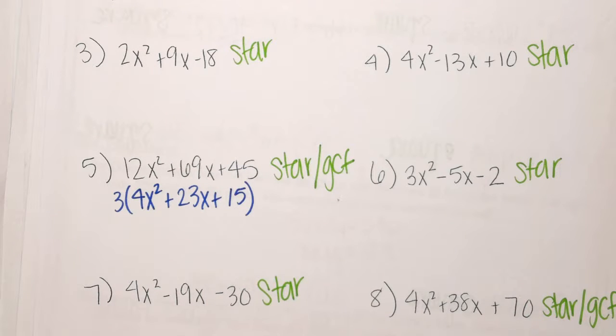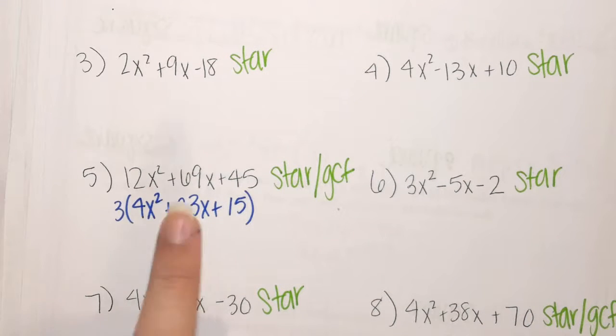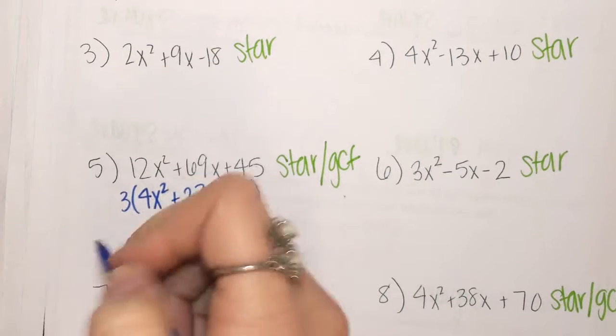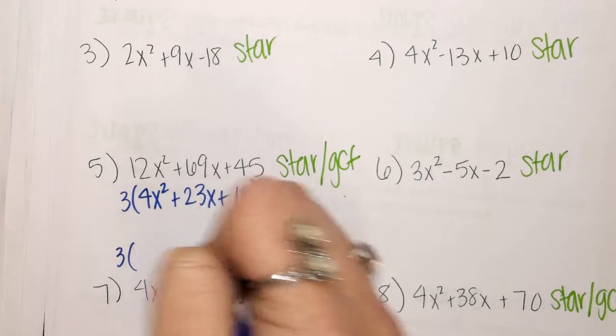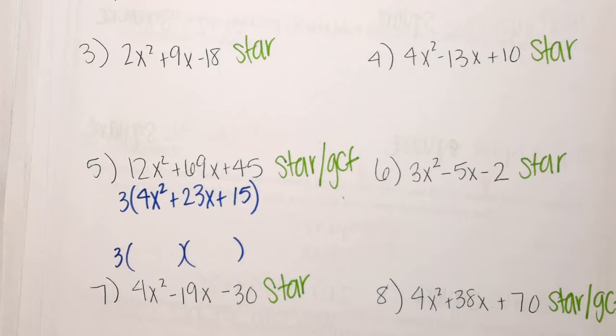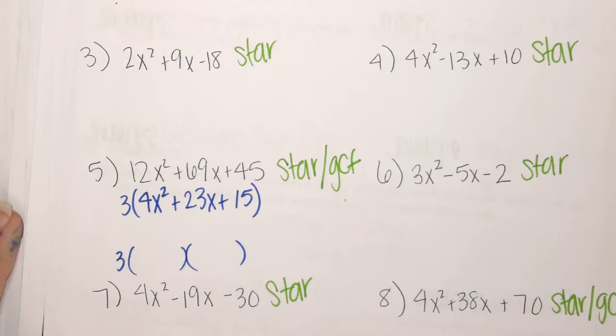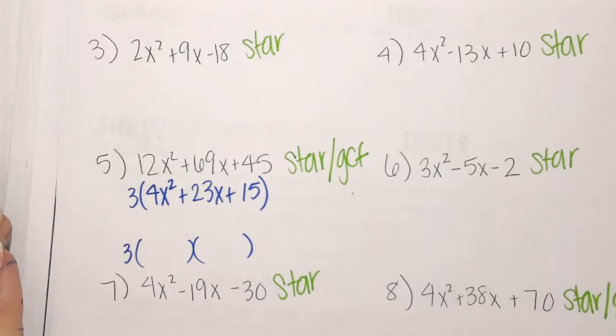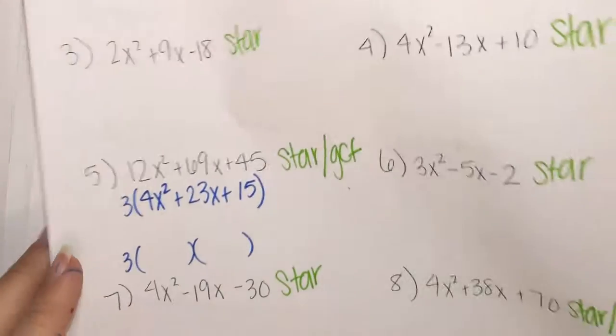Now, when you do the star method on this one, you're going to do the star method on the inside trinomial. And your final answer should have 3 outside of the parentheses. Does everybody understand? Okay. How do we feel so far? Good. Great. We should feel great because we've been doing this for a week and a half.